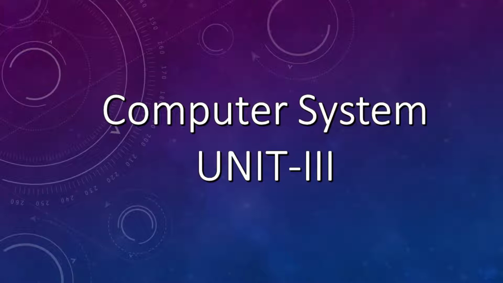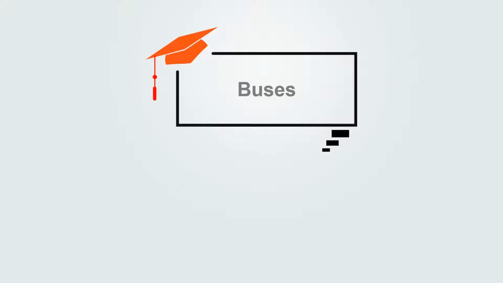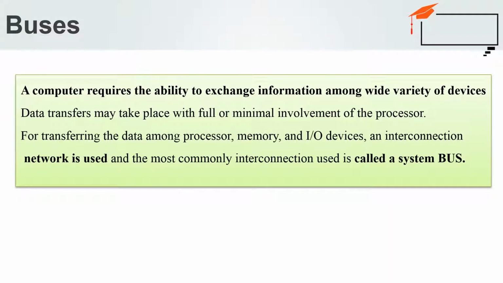Hi. If we want to move from one place to another, we need some mode of transport like a bicycle, bike, car, train, etc. In the same way, a computer requires the ability to exchange information among a wide variety of devices. Data transfers may take place with full or minimal involvement of the processor.